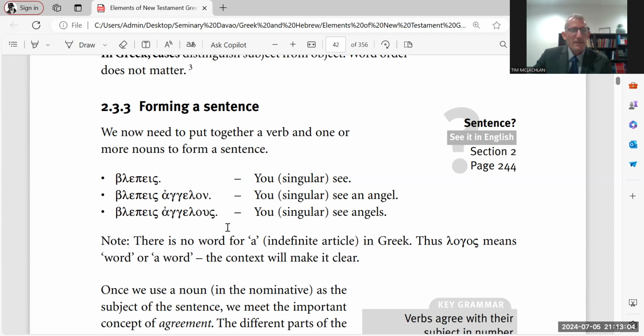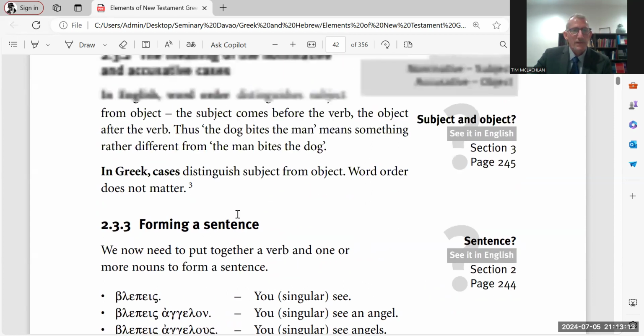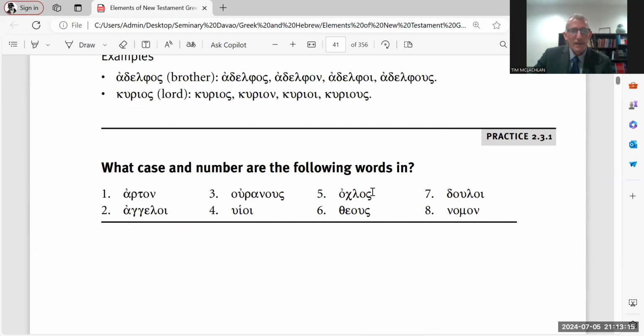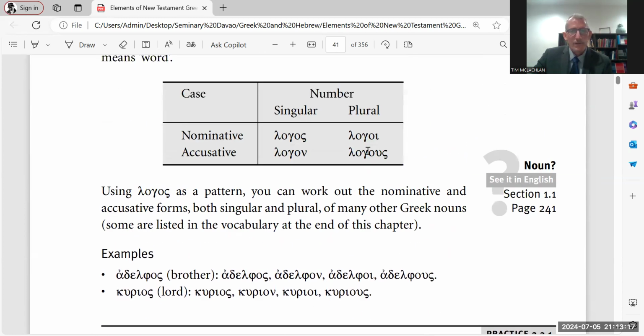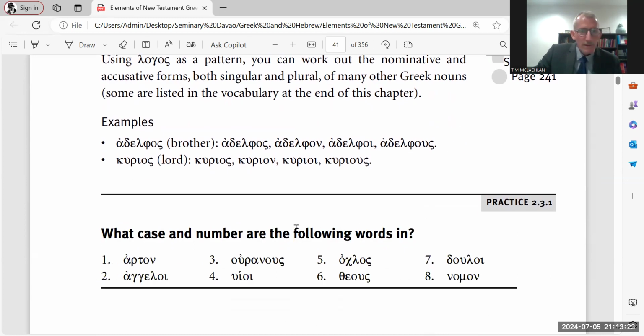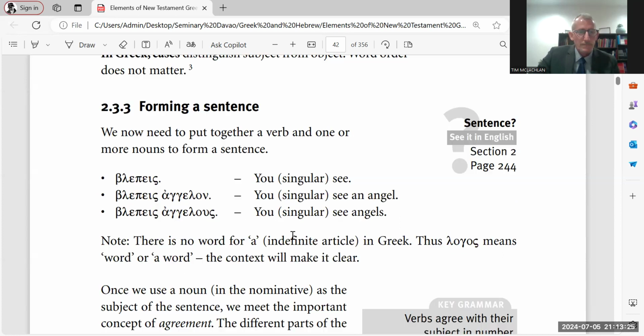And if you see many angels, then blepeis, and the ending changes, omicron, upsilon, sigma. If you go up here, you can see, where was it here? The accusative plural. So you just need to check this chart. It's 2.3, what are we at there? Oh, 2.3.3. So this is not your homework, but if you just want to check up with that to make sure how they got those endings.